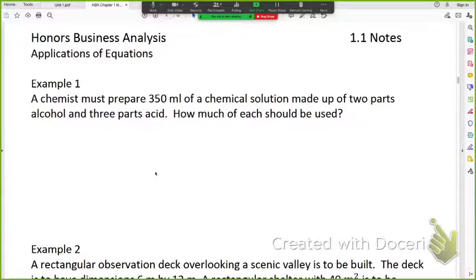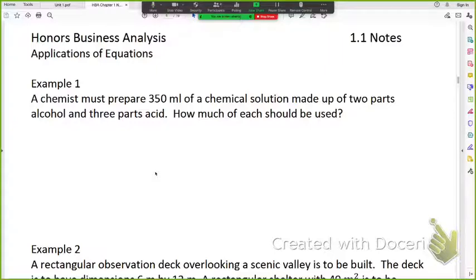This first example may look a little bit like something you did in chemistry class, okay? A chemist must prepare 350 milliliters of a chemical solution made up of 2 parts alcohol and 3 parts acid. How much of each should be used?